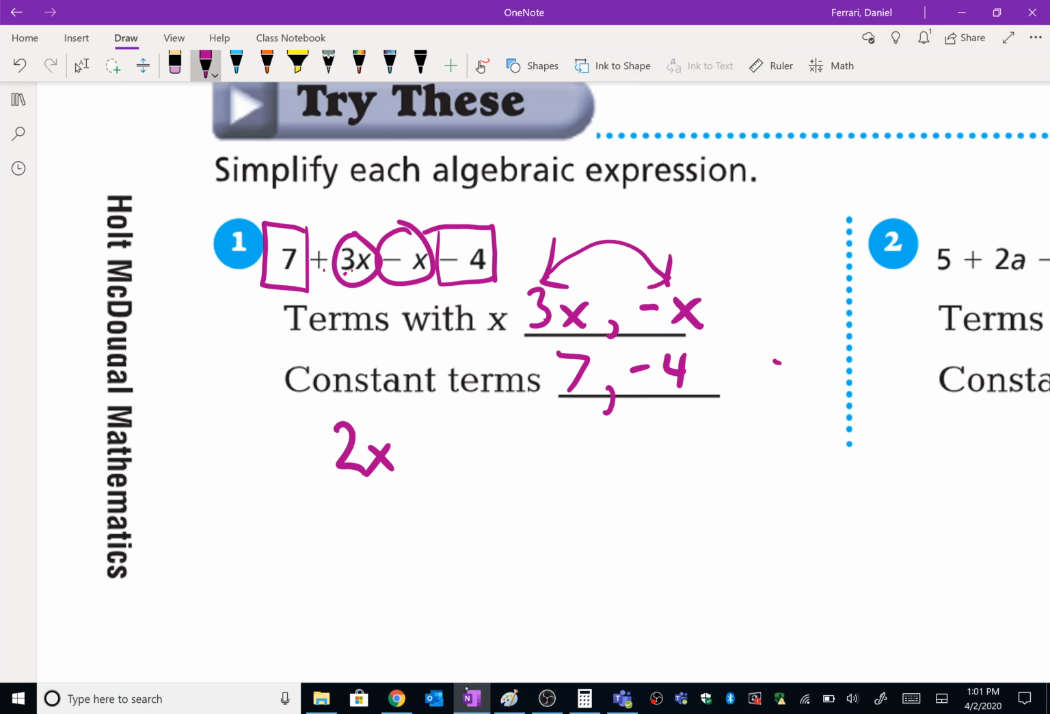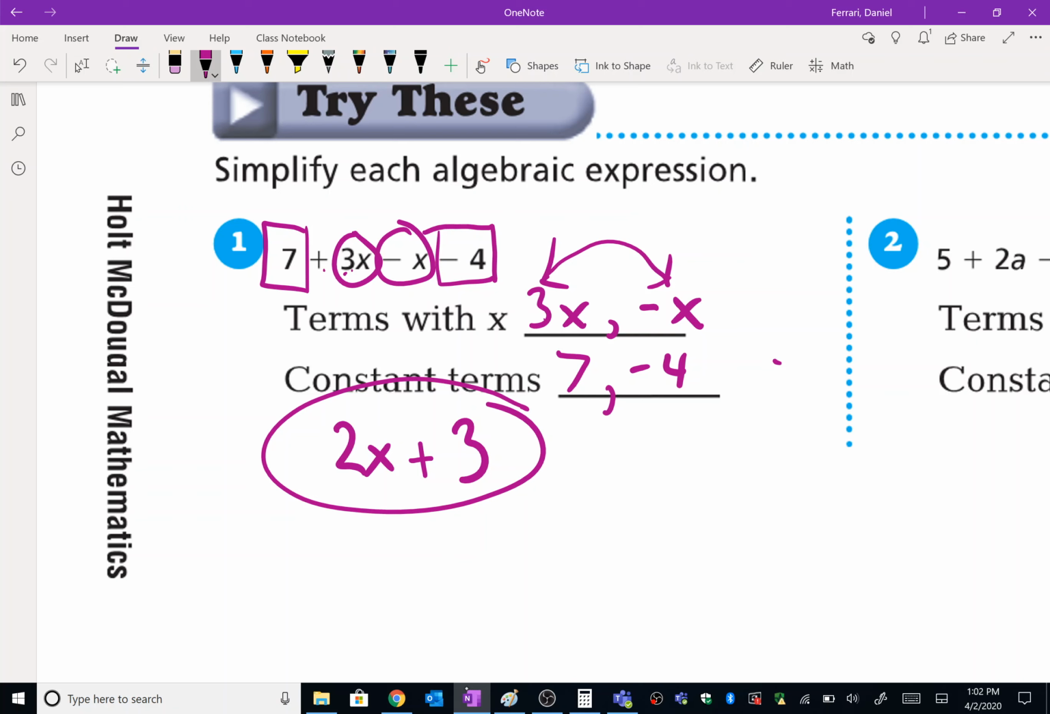Okay, constant terms, same thing. We're going to combine our terms here, 7 and negative 4. Well, when I combine 7 and negative 4, it's effectively the same as subtracting. So it's going to be 7 minus 4, or in other words, 3. Remember back to your integer rules. Feel free to use a calculator to check yourself, but these are things you should be able to do even without a calculator. So my final answer for the simplified algebraic expression here would be 2x plus 3.